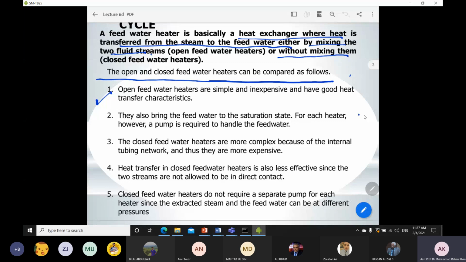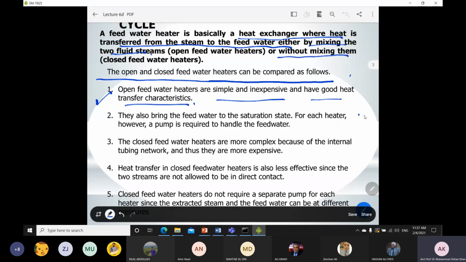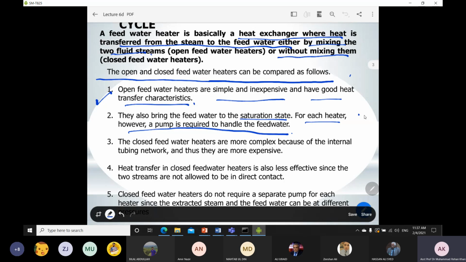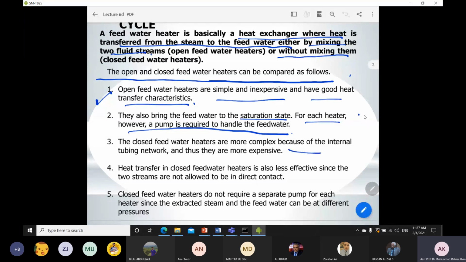Just the open and closed feed water heaters can be compared as follows. Open feed water heaters are simple and inexpensive and have good heat transfer characteristics. That is a positive thing about open feed water heaters, and they also bring the feed water to the saturation state for each heater. However, a pump is required to handle the feed water. This is a negative point about the open feed water heater, because if we install a number of feed water heaters in your vapor power cycle, we need a separate pump for each feed water heater. In this way the cost is also affected because we require more pumps. And the closed feed water heaters are more complex because of the internal tubing network, and thus they are more expensive also.